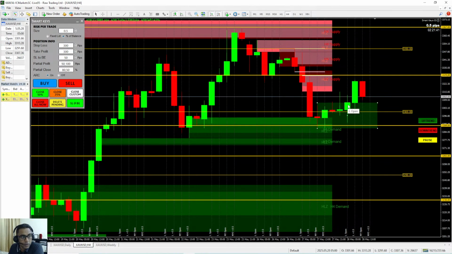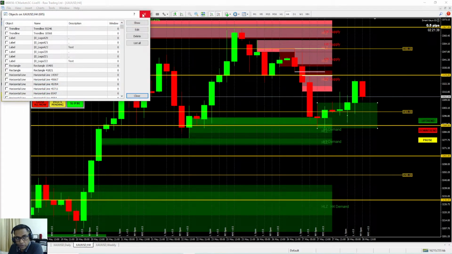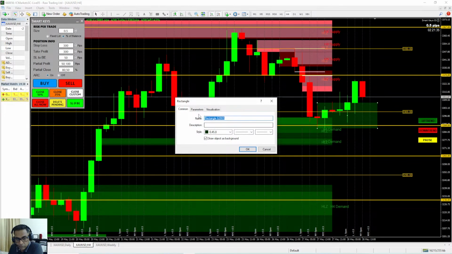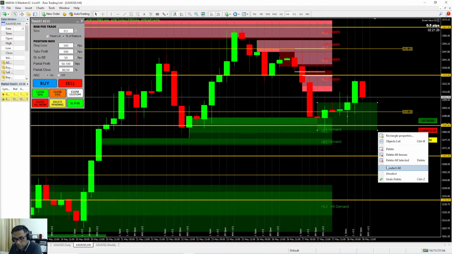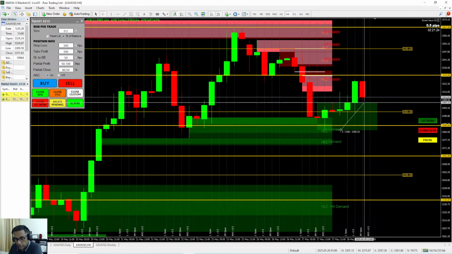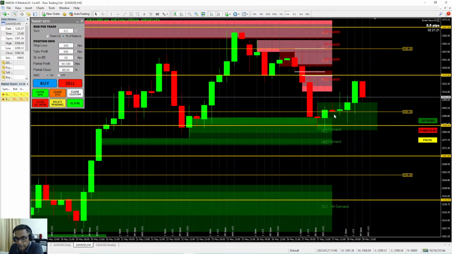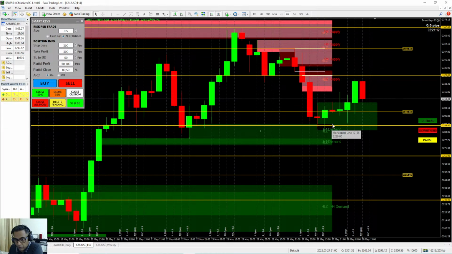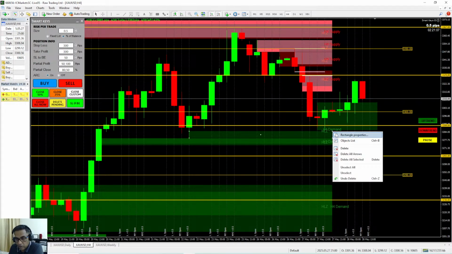538, 736. Okay, that's a fairly wide zone, 220 pip zone. Okay, we'll move this down. Let's get rid of this liquidity candle for now. 38.